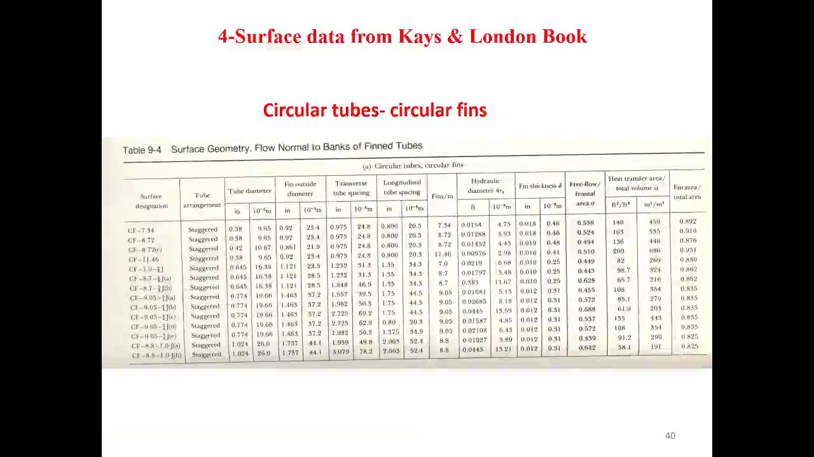Additionally, this is Table 9.4. For circular tube, circular fin, you have several surfaces. If you would like to see any of these parameters, you look in this table and you can find whatever you need for the calculation of that particular surface. Of course, for each one of these surfaces, you will find the figure that we talked about, which shows the variation of f and J factor with the Reynolds number for each one of these surfaces.